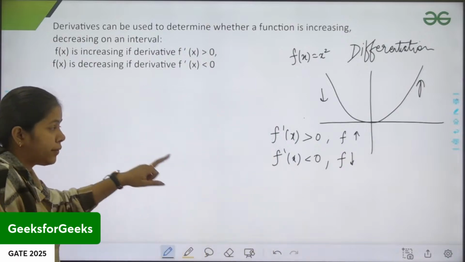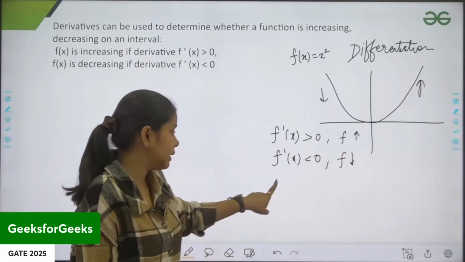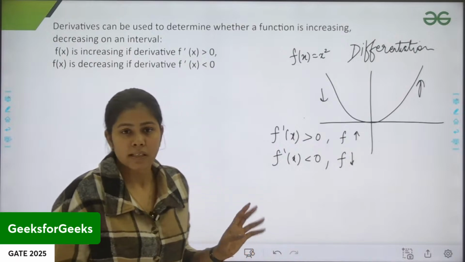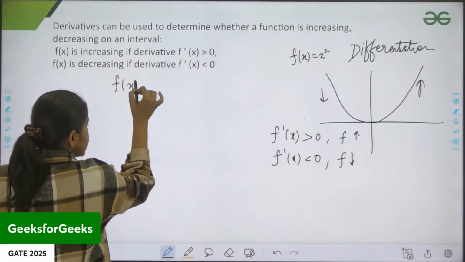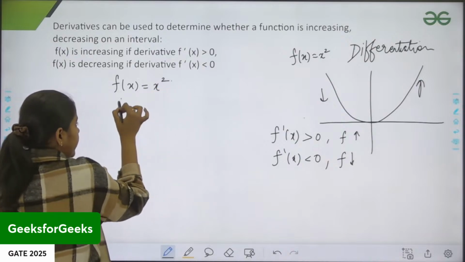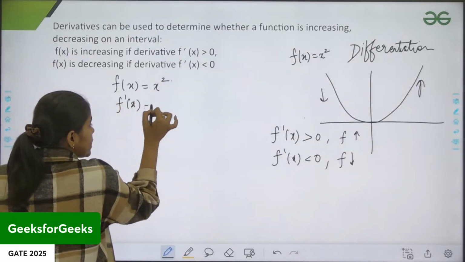Right? So if the derivative is greater than 0, the function is increasing; if the derivative is less than 0, the function is decreasing. Let's take one example. Let's consider this example. If I talk about f of x is equal to x square, if I find the derivative, the derivative of x square is 2x.